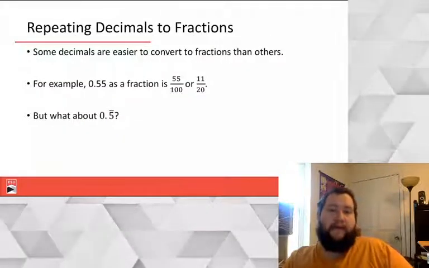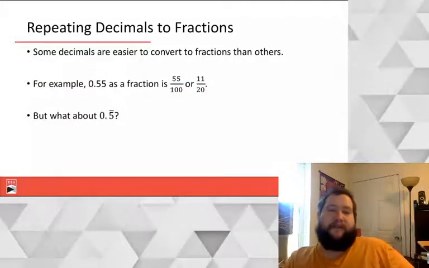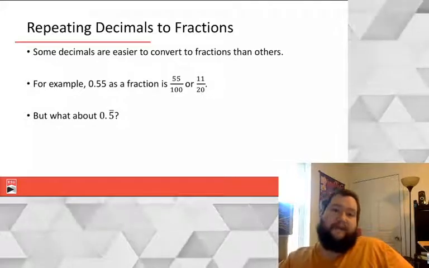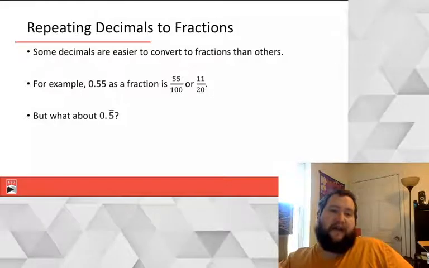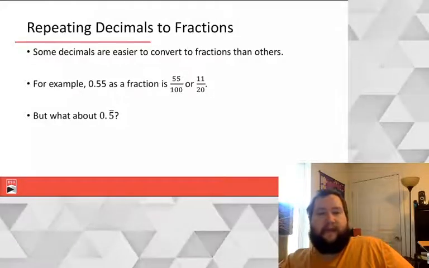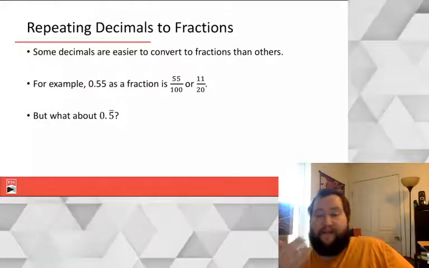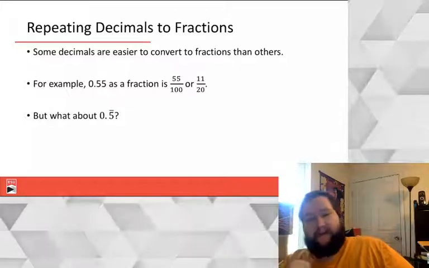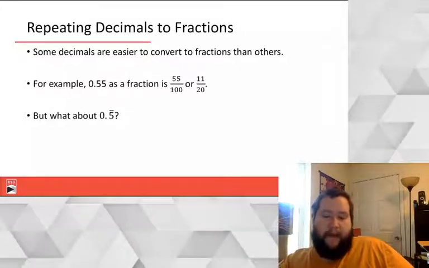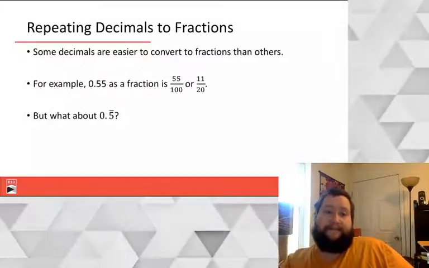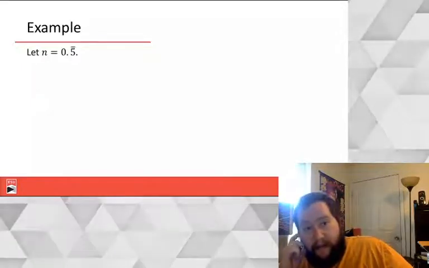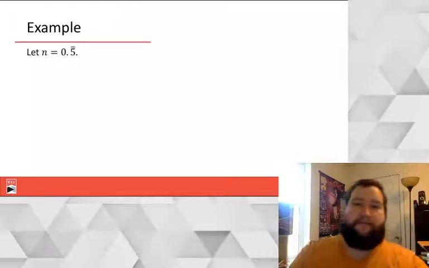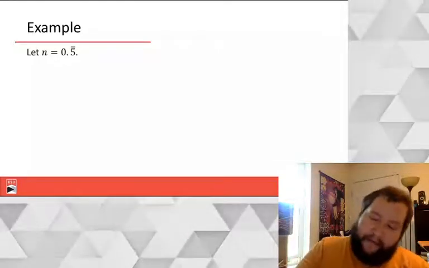And so, like we saw with our terminating decimals, some decimals are easier to convert to fractions than others. So 0.55 without repeating, so that doesn't repeat, is 55 hundredths, or 11/20ths if you want to simplify. But what about 0.5 repeated? That's going to take a little bit more work. So I'm going to say we have a number n, and it's 0.5 repeated.